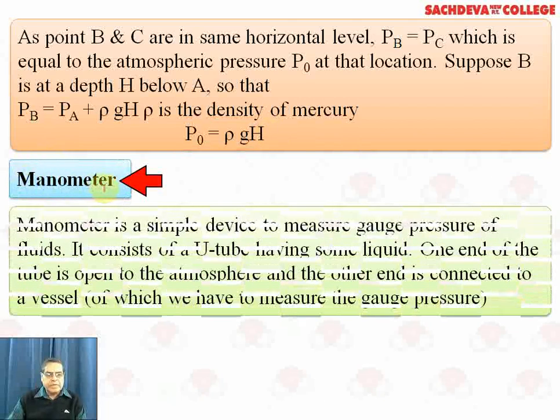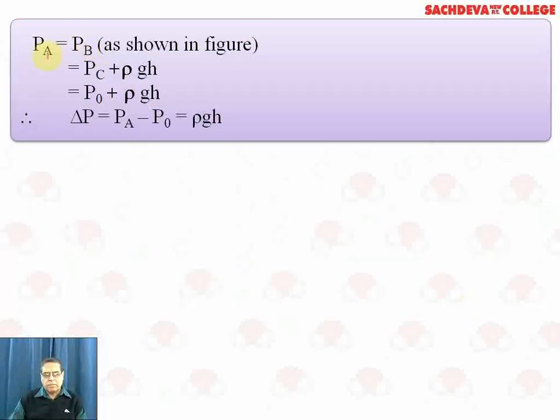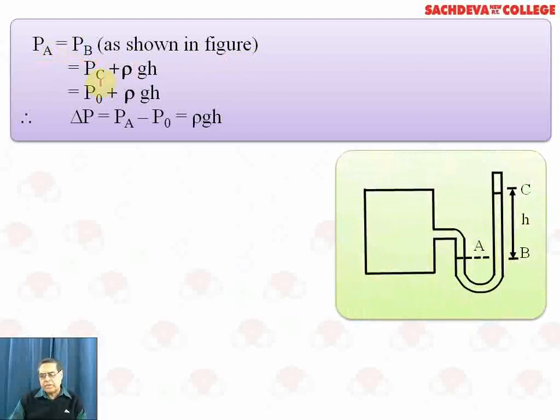Now comes the manometer. A manometer is a simple device to measure the gauge pressure of fluids. It consists of a U-tube having some liquid. One end of the tube is open to the atmosphere and the other end is connected to a vessel of which we have to measure the gauge pressure. So, pressure at A will be equal to pressure at B as shown in the figure. It is a U-shaped tube, and B and C are the two points.